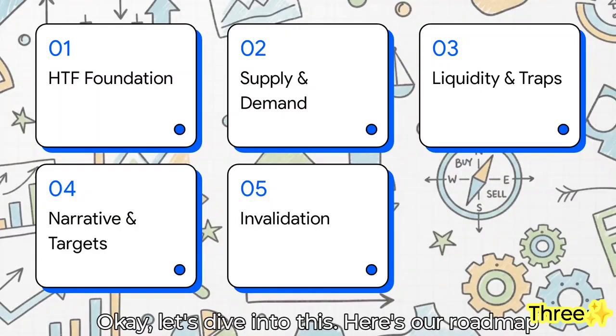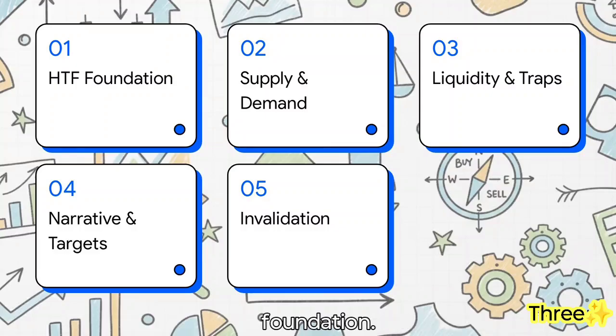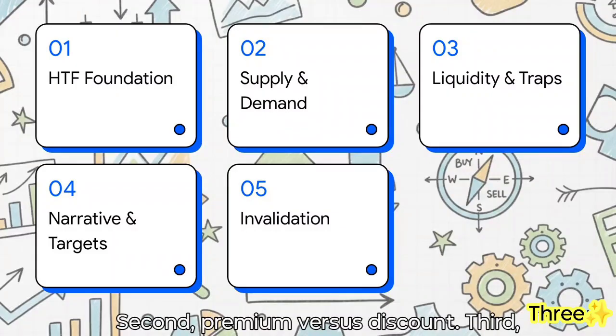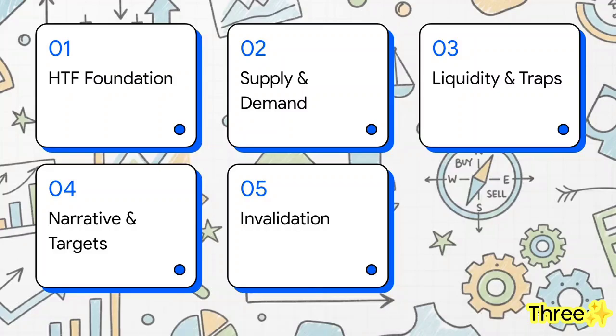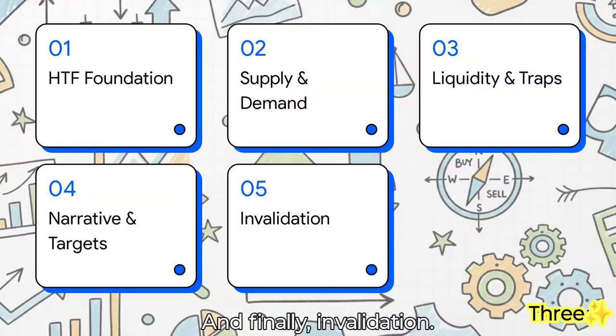Okay, let's dive into this. Here's our roadmap for today. First, the higher time frame foundation. Second, premium versus discount. Third, liquidity and traps. Fourth, narrative and targets. And finally, invalidation. Let's get right to it.